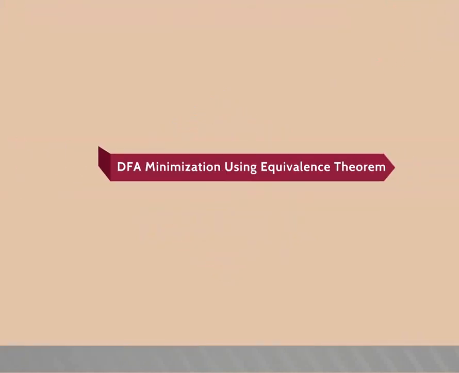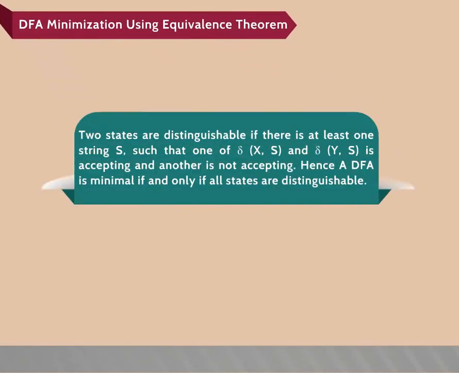DFA minimization using the Equivalence theorem. Two states are distinguishable if there is at least one string s such that one of delta(x, s) and delta(y, s) is accepting and the other is not accepting. Hence, a DFA is minimal if and only if all states are distinguishable.